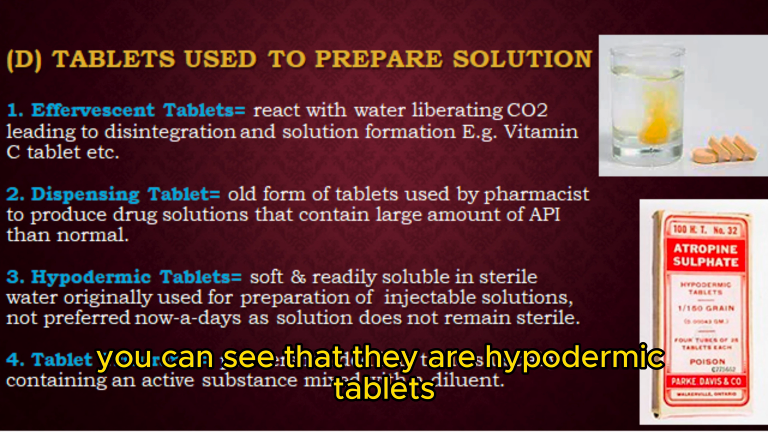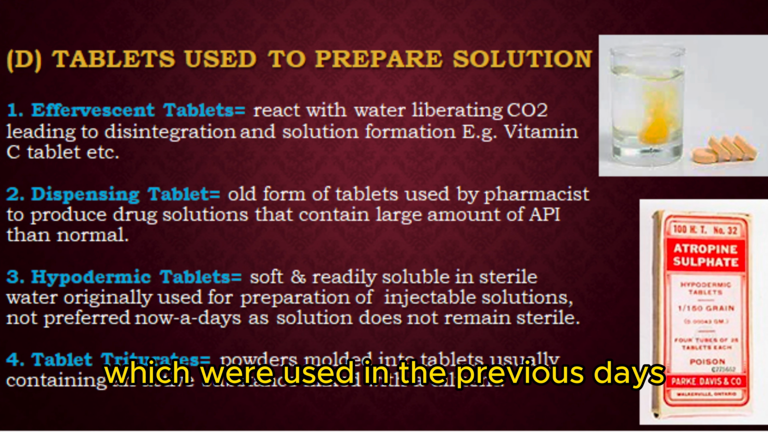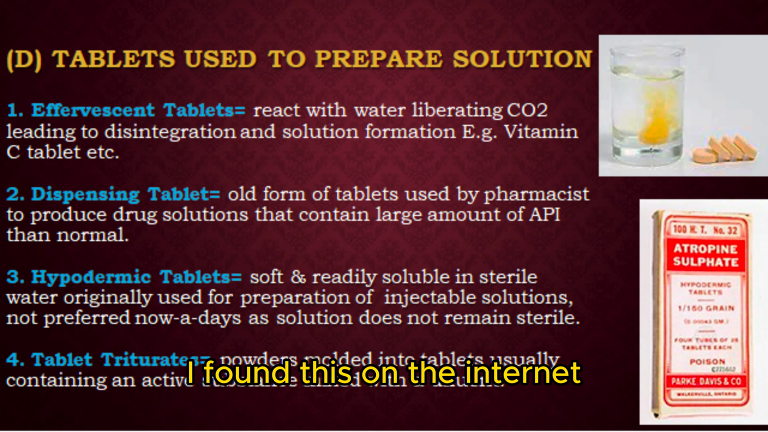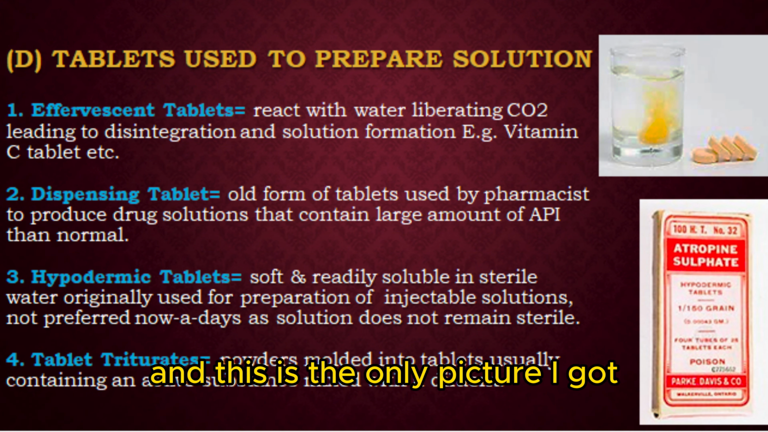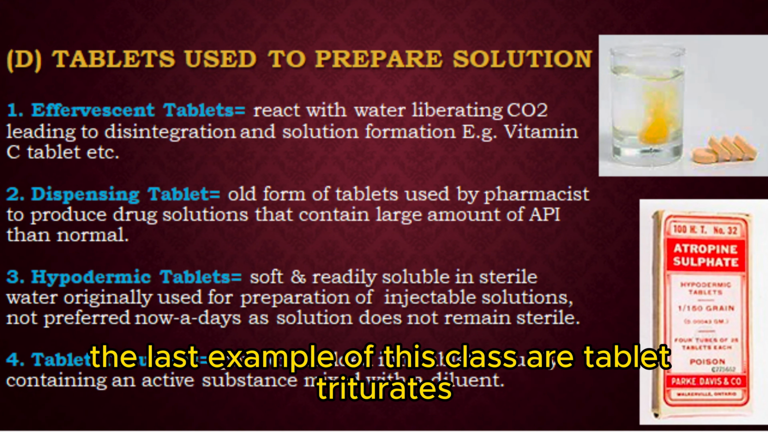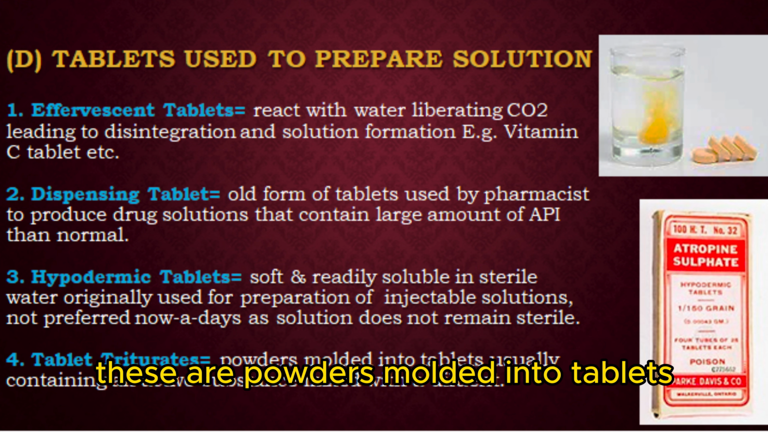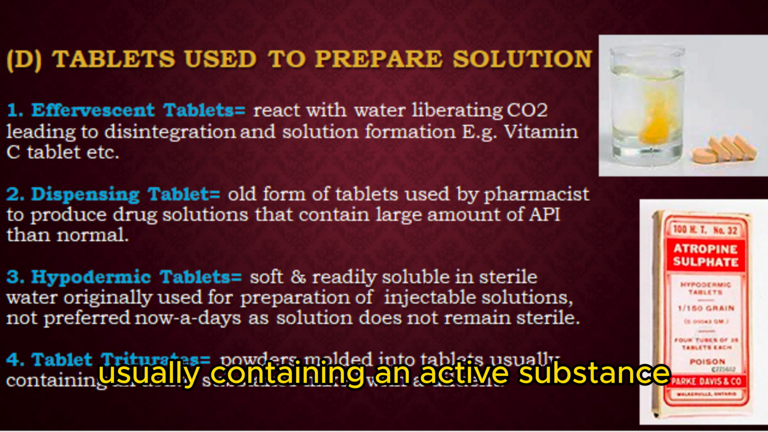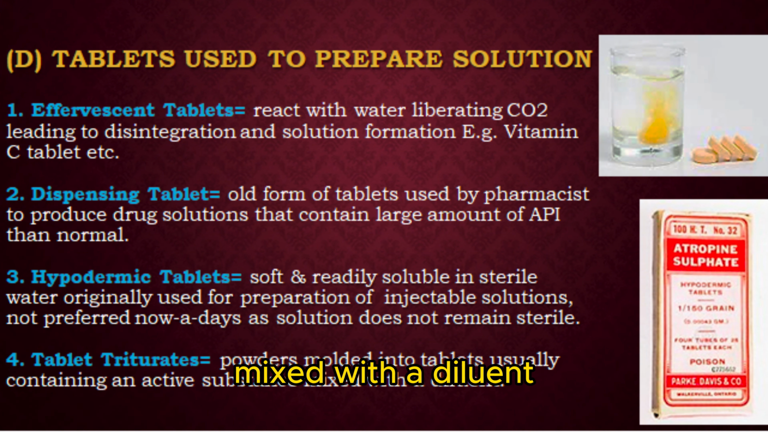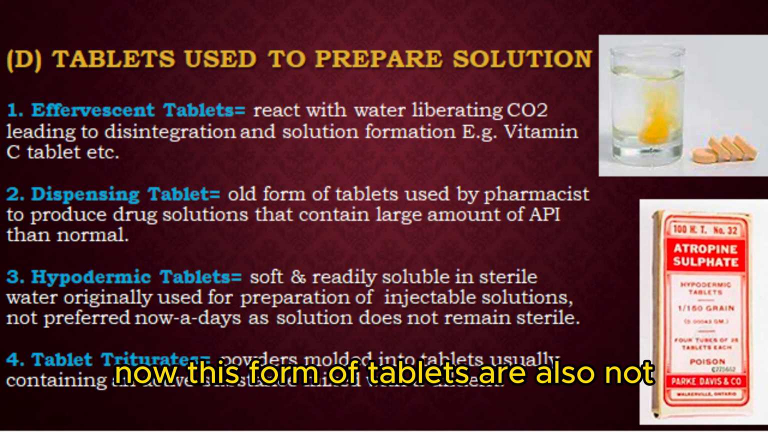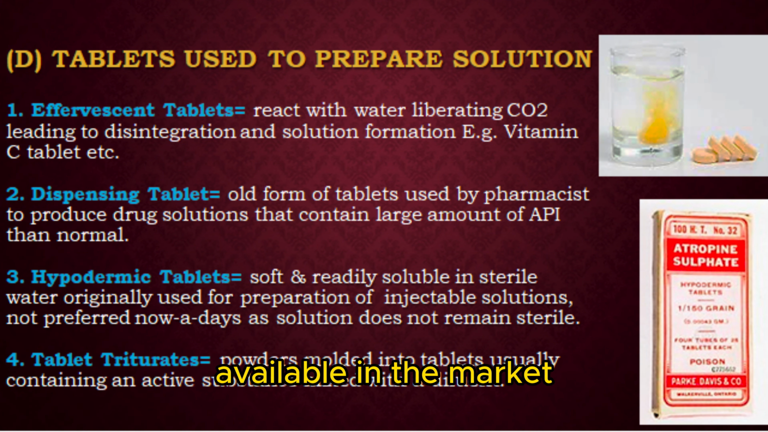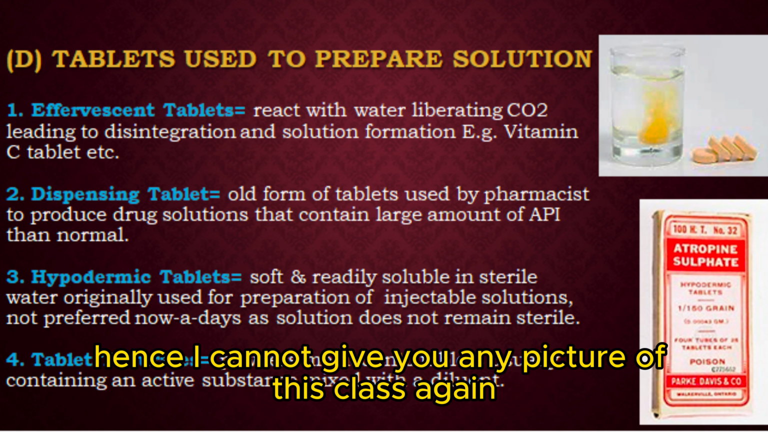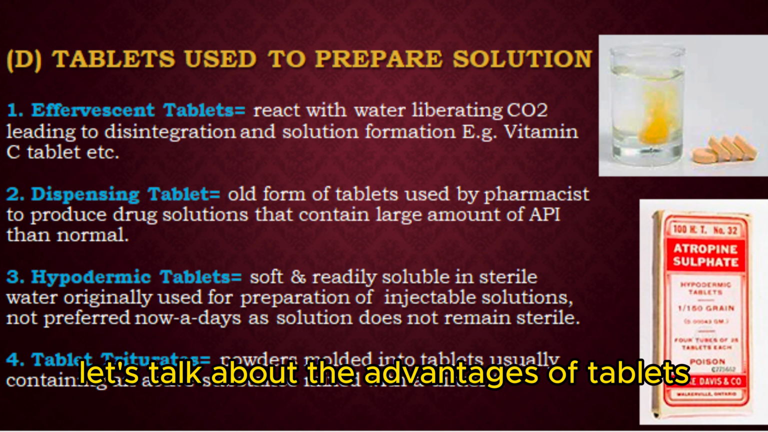Now, in the picture, you can see the hypodermic tablets which were used in the previous days. I found this on the internet and this is the only picture I got. The last example of this class is tablet triturates. These are powders molded into tablets, usually containing an active substance mixed with a diluent. Now, this form of tablets is also not available in the market, hence I cannot give you any picture of this class again. Let's talk about the advantages of tablets.